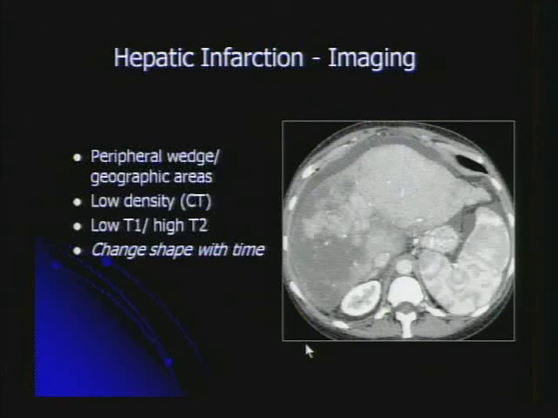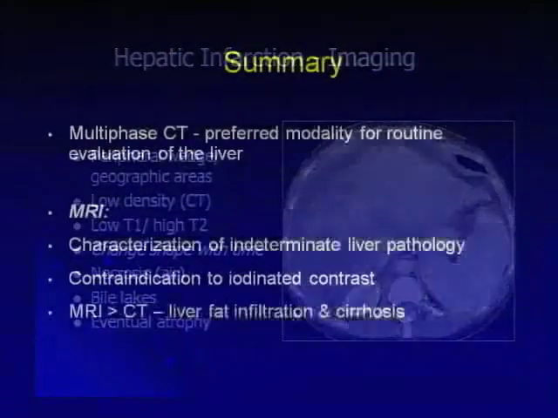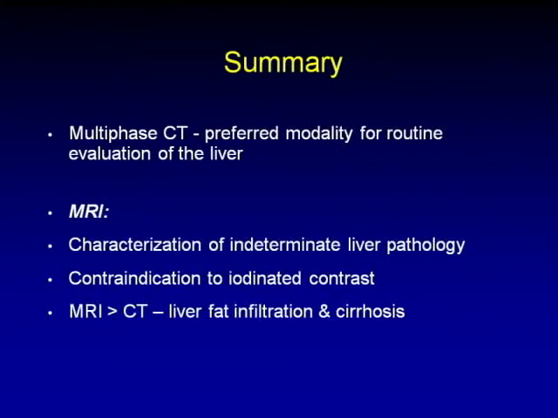Bile ducts are very sensitive to ischemia, so within these you may get necrosis, but you can also get bile lakes forming, cystic areas, pools, funny-shaped areas of low attenuation. Eventually that segment will undergo atrophy. An important clue to infarction is that it changes in shape and size with time.